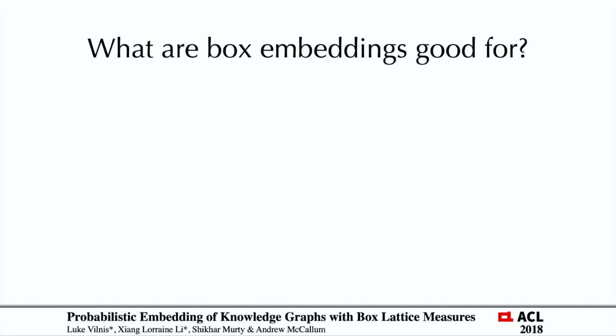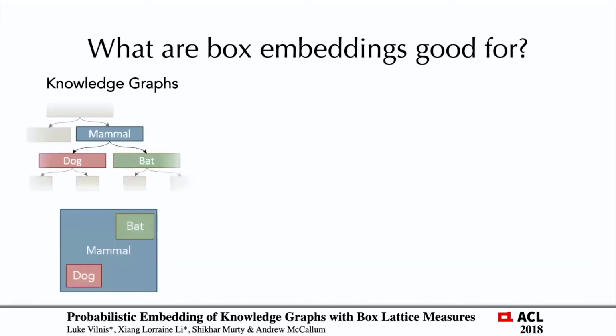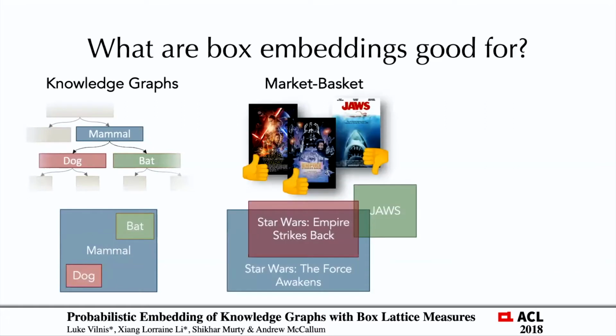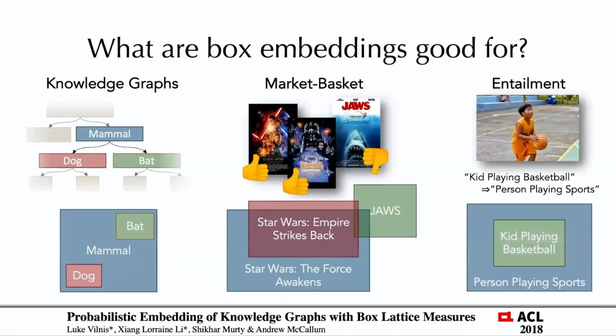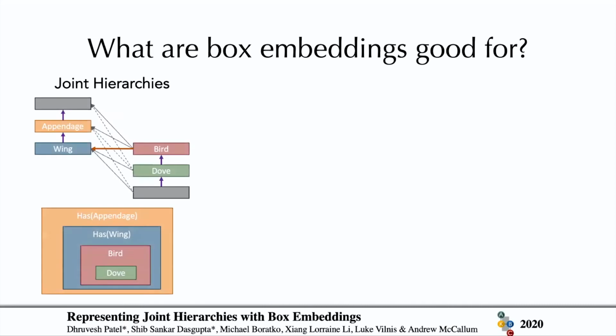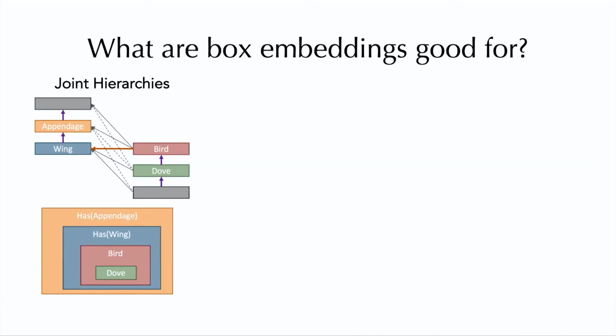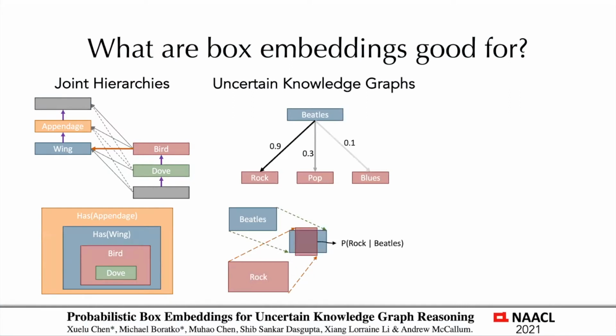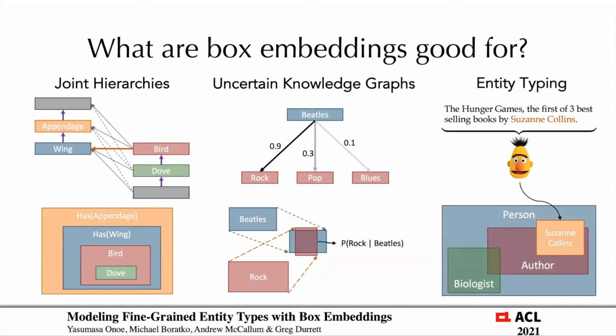Box embeddings were originally introduced to represent knowledge graphs, perform market basket style recommendation tasks, and model entailment. They have subsequently been applied to modeling joint hierarchies, such as hypernyms and meronyms from the WordNet graph, as well as modeling uncertain knowledge graphs, where each edge has a corresponding probability or confidence, and have also been leveraged on the output space of large language models for fine-grained entity typing.